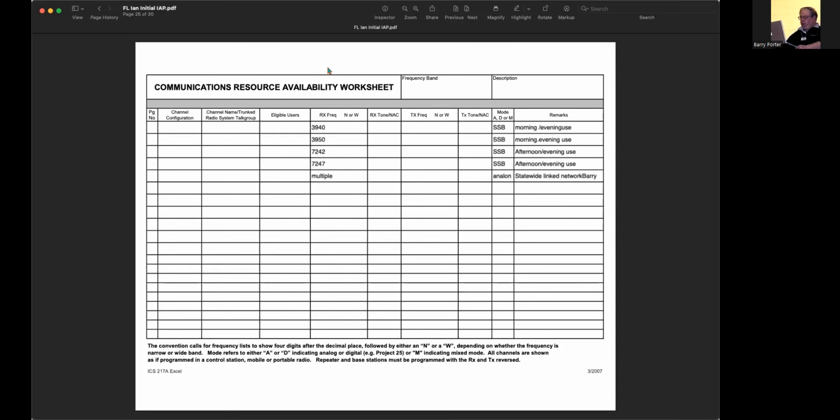And this is a communications availability worksheet. It's an ICS 217, and again, it puts the channel configuration of your radio, the channel name, whether it's a trunk radio system or a talk group, who is eligible to use it, and these were the frequencies that we had for HF and the multiple frequencies of SARNet. So we put that on here, and we put the remarks when we used the specific frequencies. We used 80 meters in the morning and evenings, and in the afternoons we used 40 meters. And of course, SARNet was used 24 hours a day, and it was all linked.